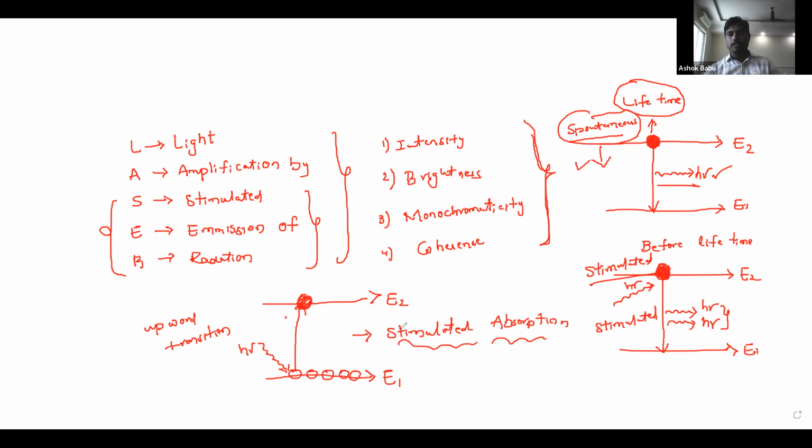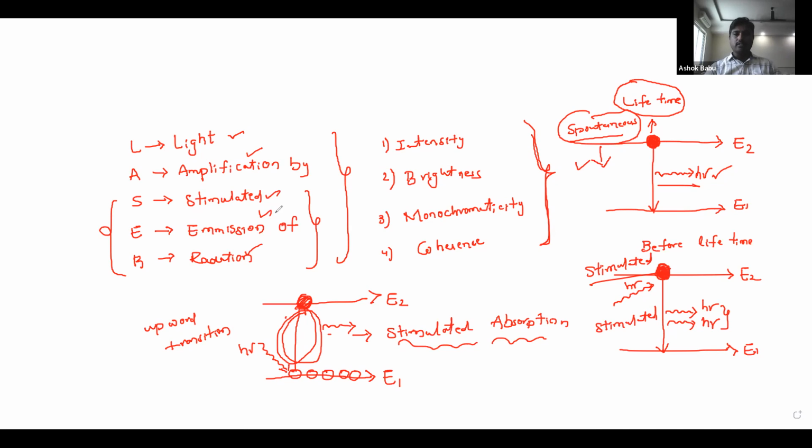Stimulated absorption and stimulated emission occur continuously until sufficient intensity is reached, and that high intensity light converts into laser light. So what is the abbreviation of laser? Light amplification. What is the process to amplify here? Stimulated emission of radiation. Is it clear? The three definitions are clear to everyone: stimulated absorption, stimulated emission, and spontaneous emission.